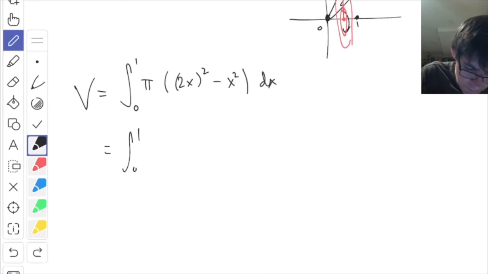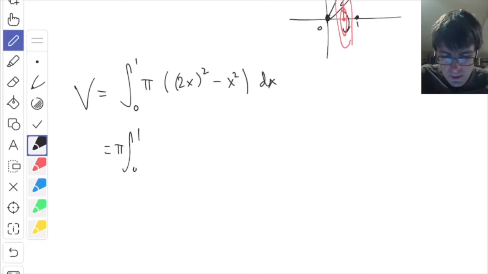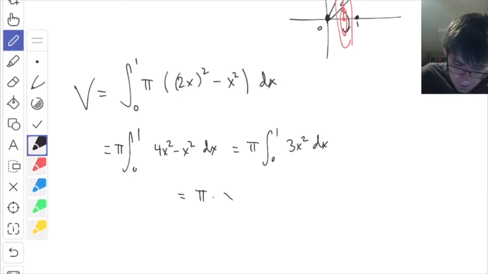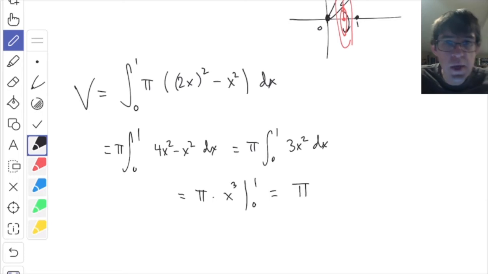I'll pull the pi out. 2x squared minus x squared. When you square this out, I get 4x squared minus x squared, right? Make sure you square the 2 there. We can actually subtract: 3x squared dx, right? So I do the integral. 3x squared becomes x cubed, and I plug in 0 and 1. Plug in the 1, I think I'm just going to get pi, right? Pi times 1 cubed minus pi times 0 cubed is pi.